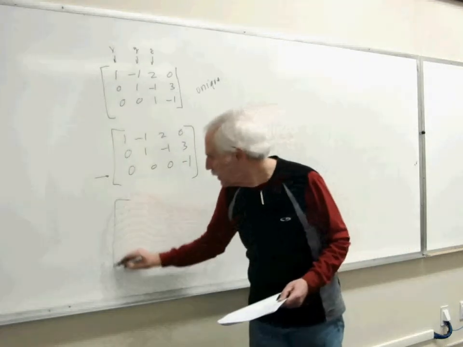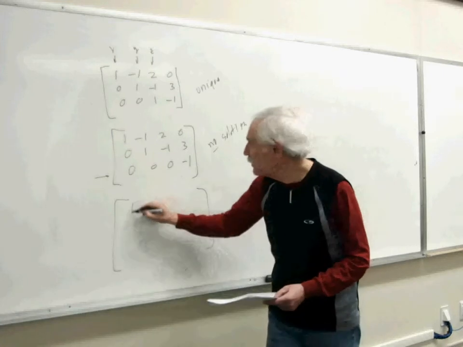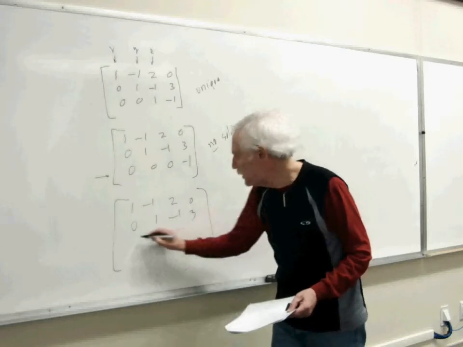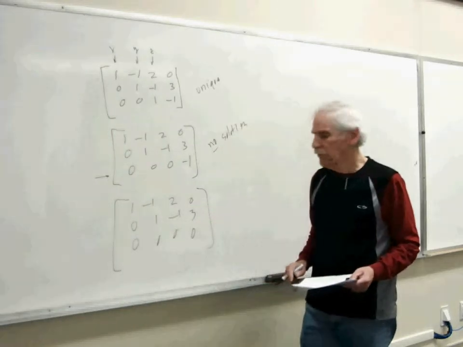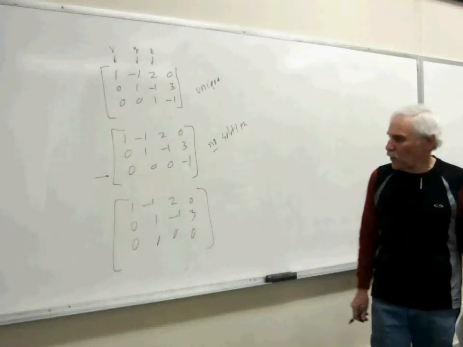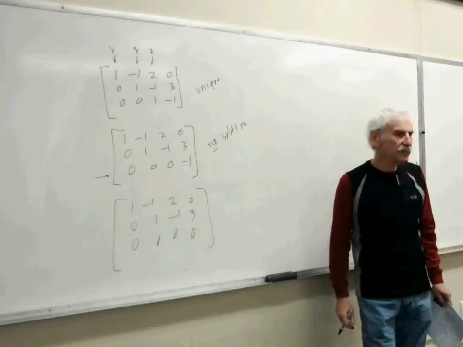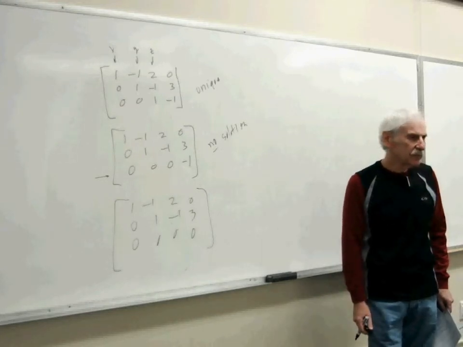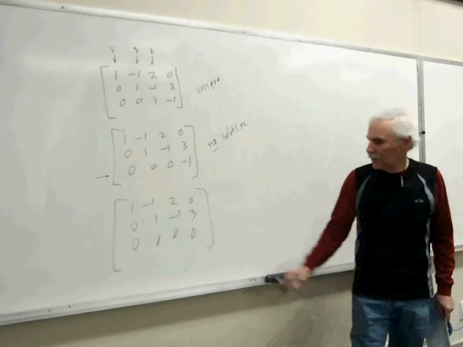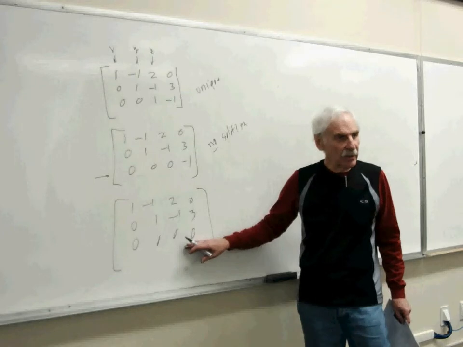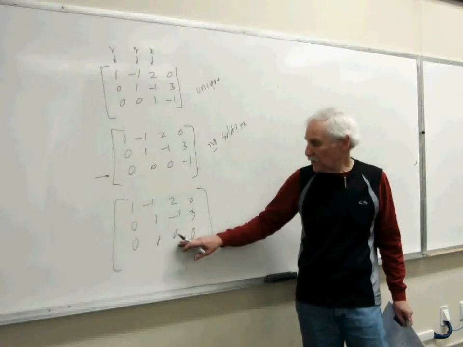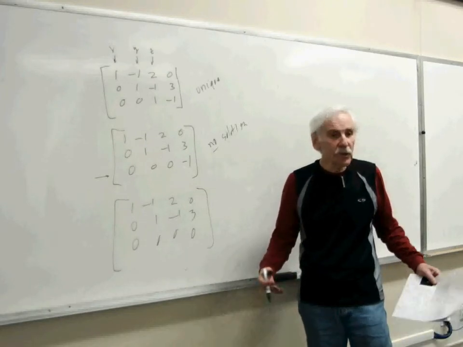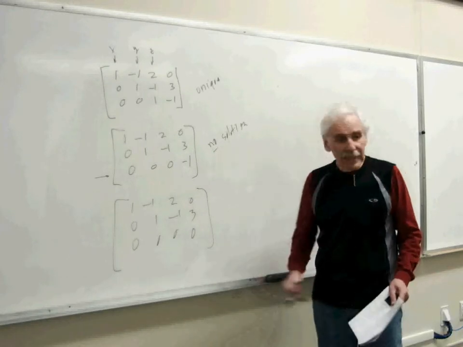Now the last example is probably the same thing. 1, -1, 2 and 0. 0, 1, -1 and 3. 0, 0, 0, 0 for the last row. So what is the last row telling you? It's nothing. Absolutely nothing there. So it's not that it's inconsistent, it's just that there's nothing that determines the Z value. That means Z can be anything.